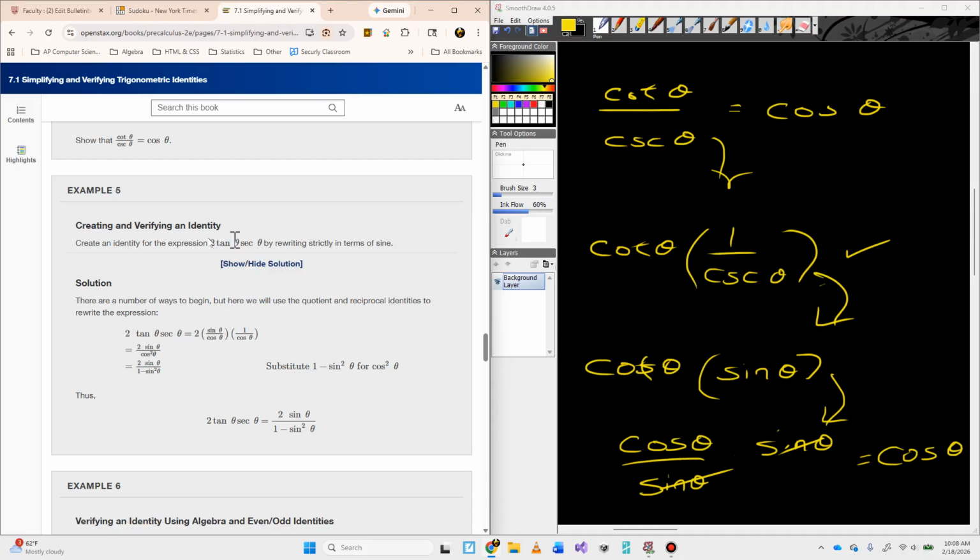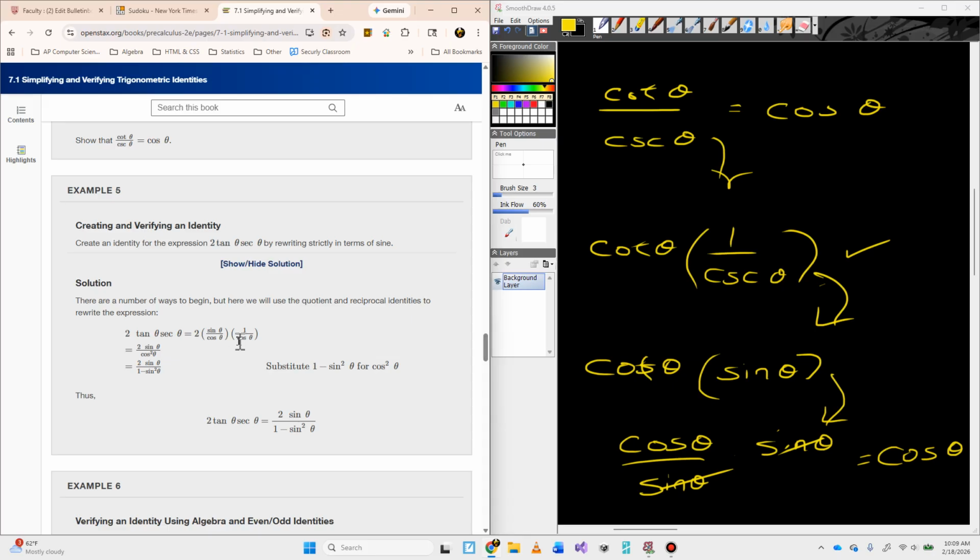Again, how can I rewrite tan and secant in a way where I'm going to get the sine value? Well, first of all, secant is rewritten as the reciprocal, 1 over cosine. And tan is sine over cosine. So I have a little bit of a problem there. It looks like cosine is on the bottom, and as you can see, that's what's going to happen here. I'm going to have 2 times sine theta divided by cosine squared theta.